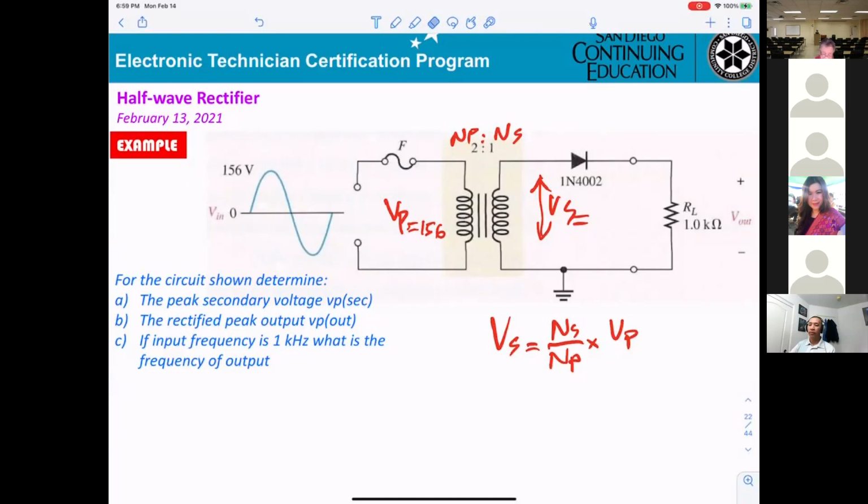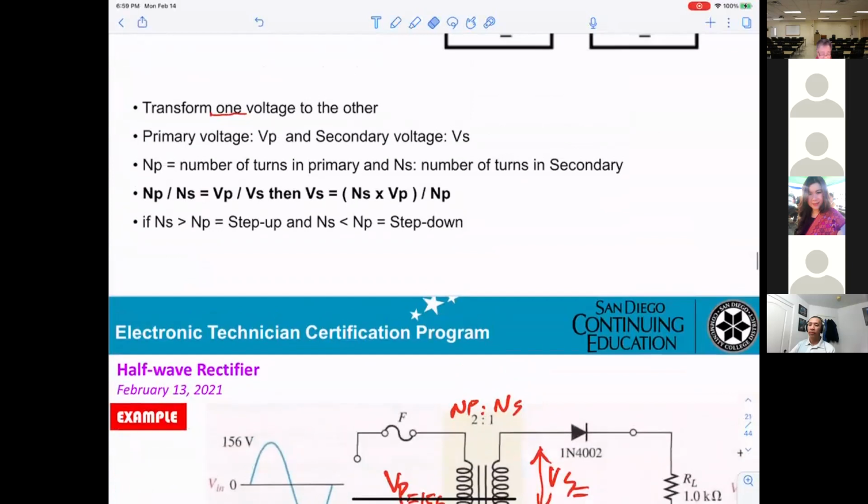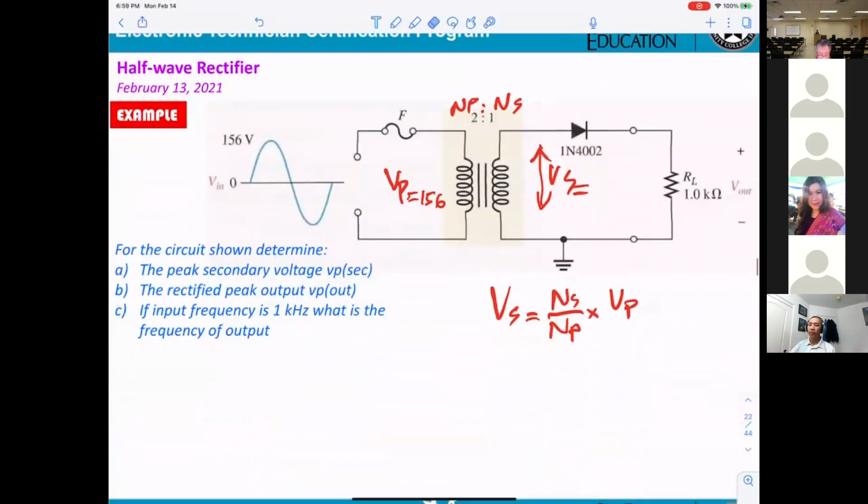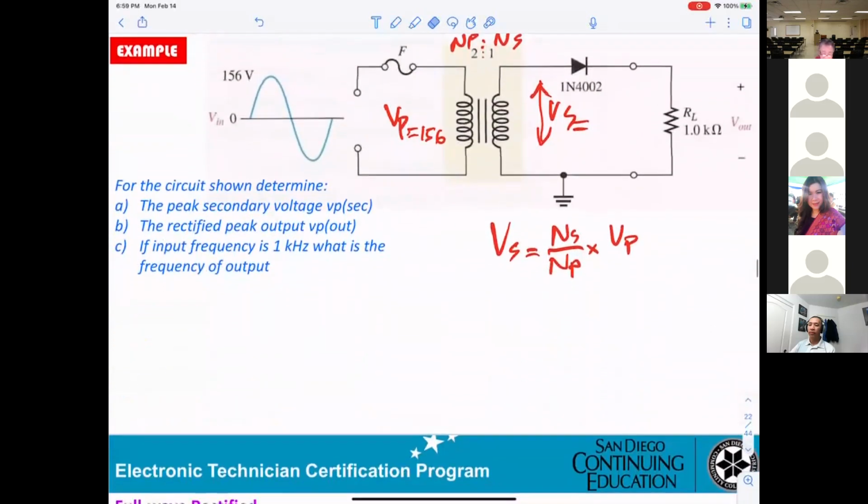Now, hey, Mr. Pham, a question. When it says 2 to 1 like that, is that step down or step up? Step down. Step down, okay. You can see right here, right? Yeah, okay. That's right. That's why you cut it in half.